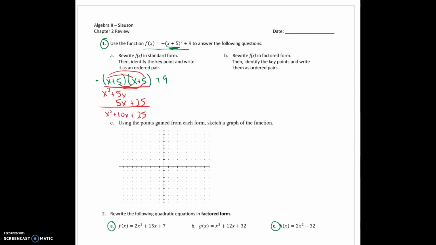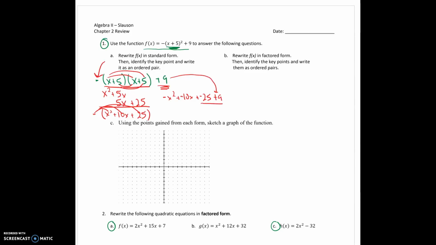Now, one neighbor that has not met anybody yet is this negative right here. So now the negative wants to go and meet this new group. So when this distributes through, I'm going to get a negative x squared, a negative 10x, and then I'm also going to get a negative 25. And then I can't forget about the 9 from before. I haven't even used that. And I'm going to add it to the end. And I'll be combining these like terms.